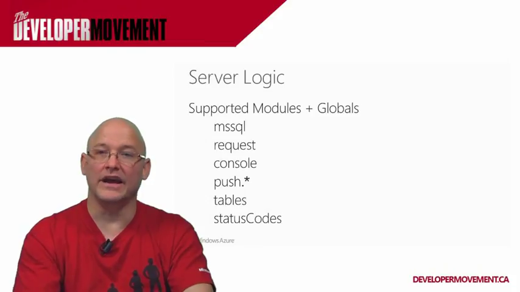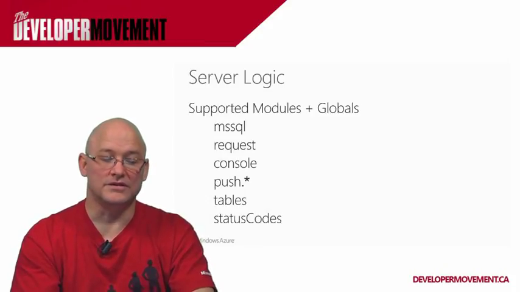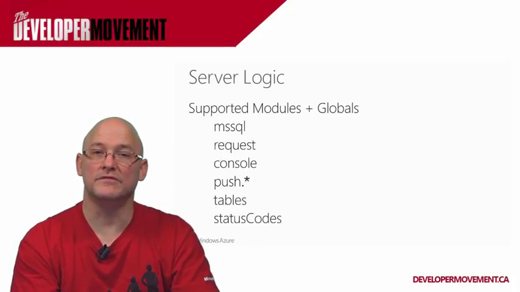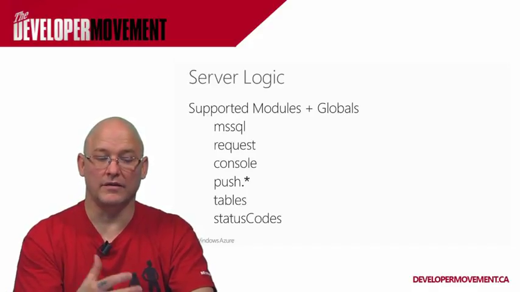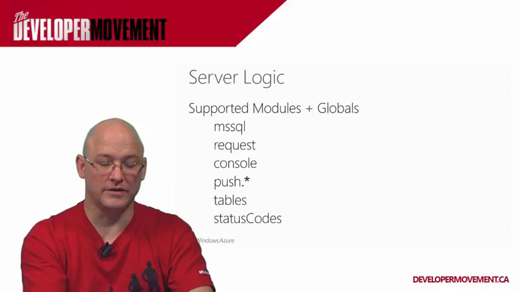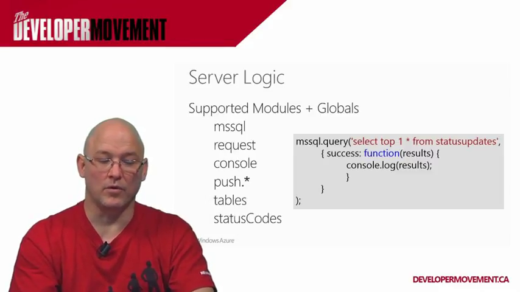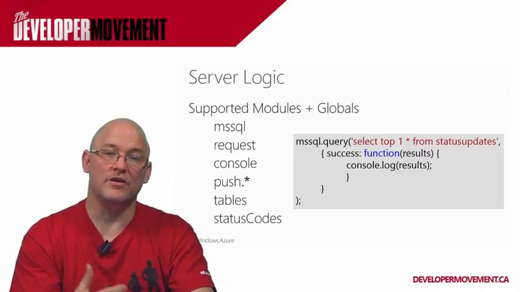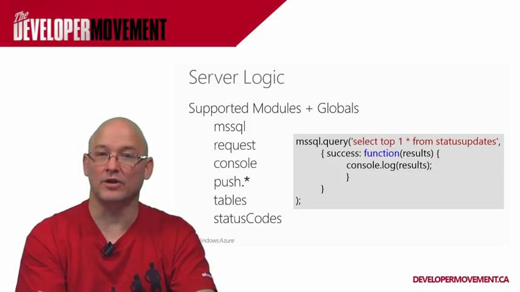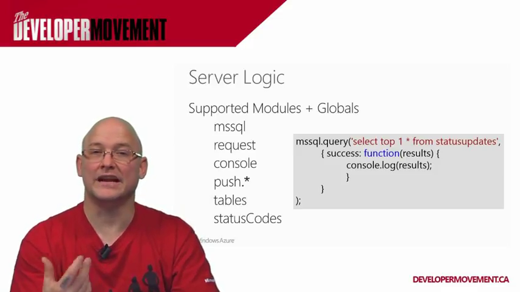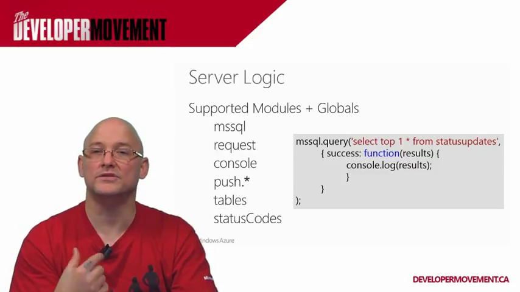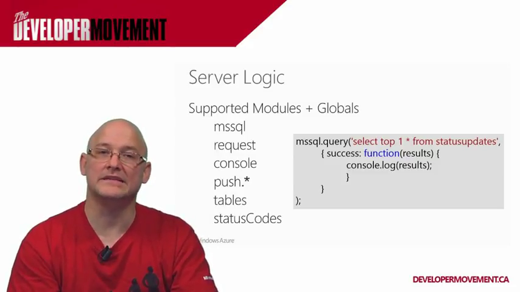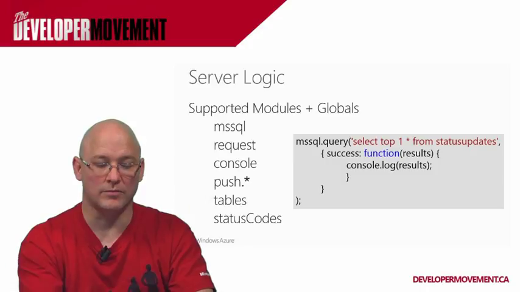You also have HTTP request. You also have console, which is used mostly for logging. You also have push, and push star. We'll go into that a little bit more in a few minutes. Then you have basically standard table logic. And then you have the ability to set up status code, so you can pass back status code to see when something's been accepted or when it's had a problem or an issue.